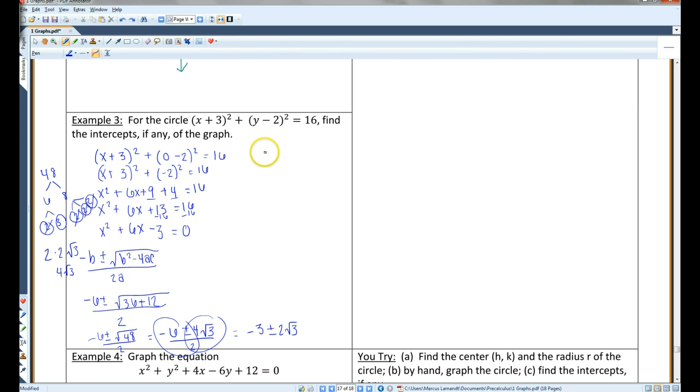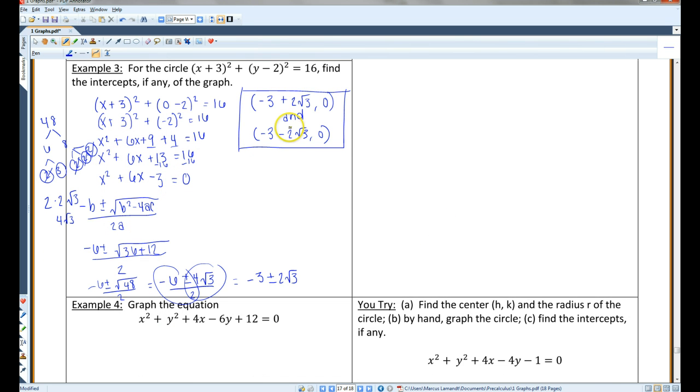So the x-intercepts are (-3 + 2√3, 0) and (-3 - 2√3, 0). Okay?